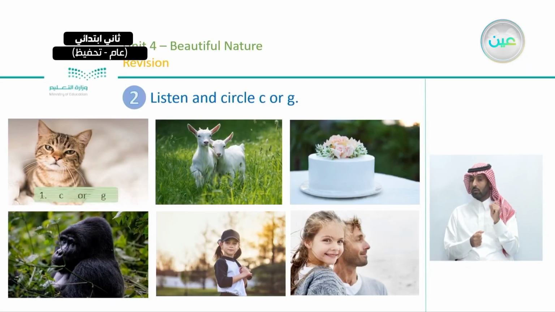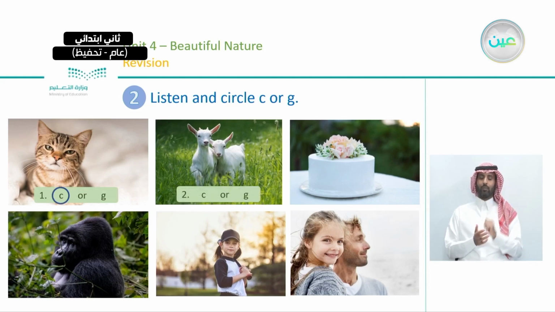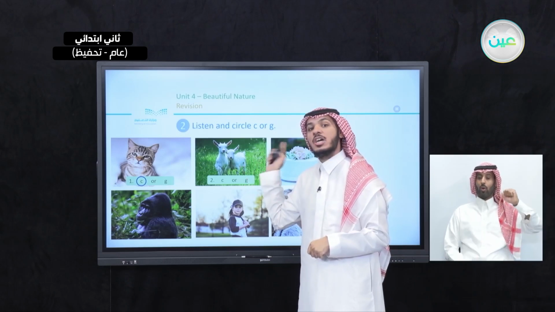Okay, number 1, we have a cat here. Is it C or G? What do you think? It's C, excellent. So we have C for cat. Excellent. Number 2, is it C or G? What is this? This is goat. Okay, it's starting with G, excellent.